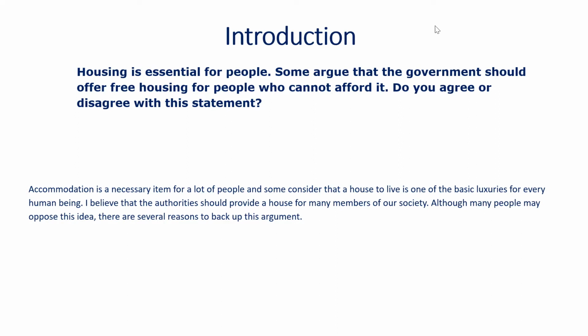Well, first of all, the student has written a background statement. And as I said in the previous lesson, it's not necessary to write a background statement, and it's really just a waste of time in this case. The other thing is that the student has said, well, accommodation is a necessary item, and some consider that a house to live in is one of the basic luxuries for every human being. So this word necessary item is an absolute contradiction to the word luxury. Luxury is something that is more than necessary. So that first sentence doesn't make sense. It's not coherent.